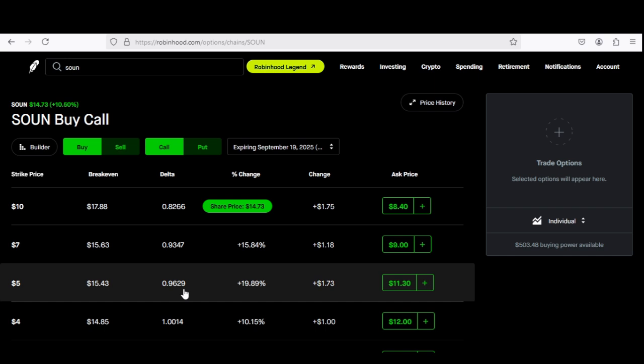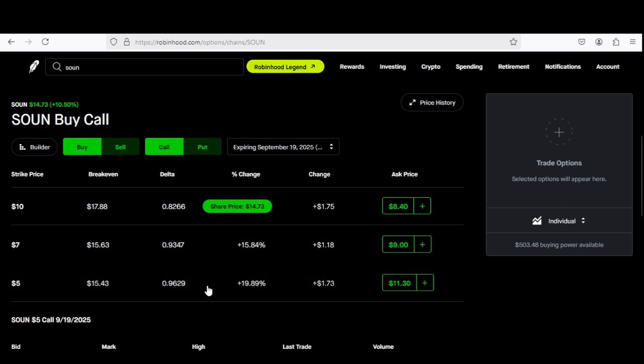Now, in order for me to pick up this option strategy or LEAPS option, I'm going to have to pay 11.30 or $1,130. So why did I choose the $5 strike price as opposed to the other strike prices? Well, I just showed you the basic due diligence. I'm going to show you something else as well. And for that, let's go ahead and click into the strike price.